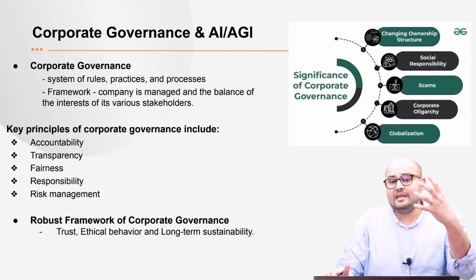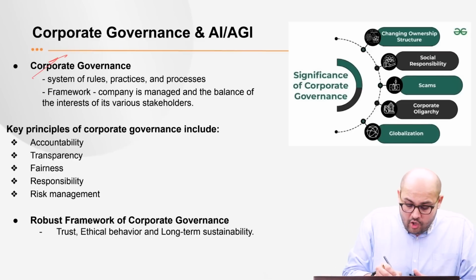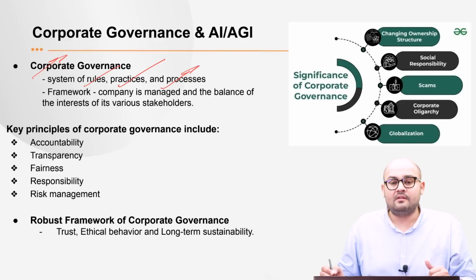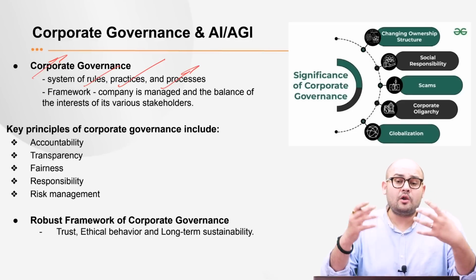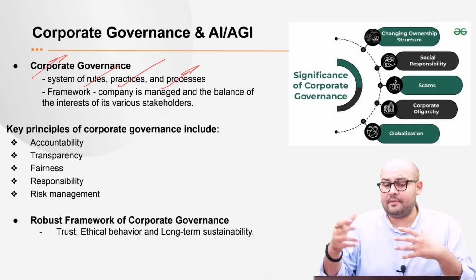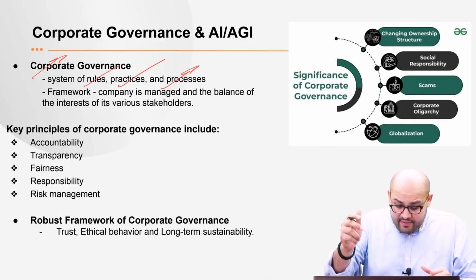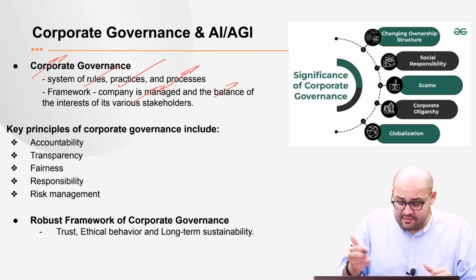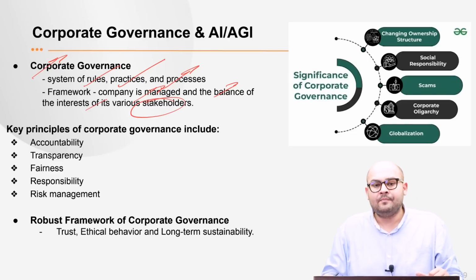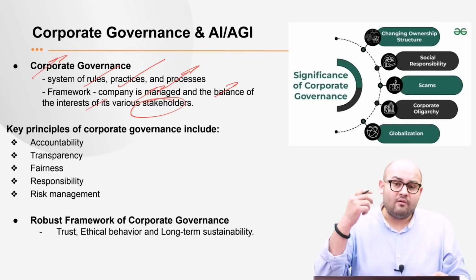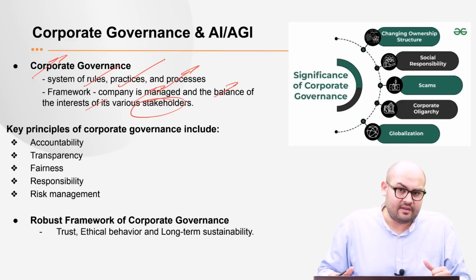Now, what do you mean by corporate governance? See, corporate governance is basically a system of rules, practices, and processes which determines how a corporate is to be governed, how a corporate is to be handled, how a company is to be managed. It is a framework which determines the management of the company and how to balance the interests of various stakeholders. You have got different stakeholders. How to balance the interests of different stakeholders is the main objective of corporate governance.